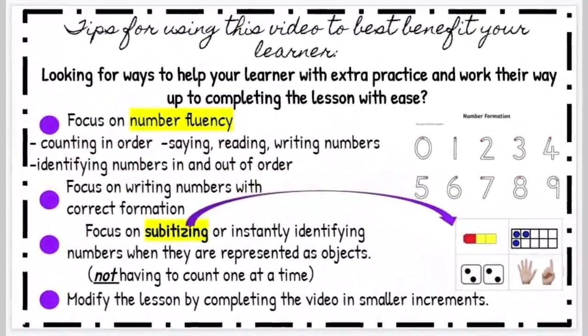Here are some tips that I've put together for parents if you are looking for ways to help your learner modify the lesson. So the purple dots represent the level of difficulty, and these suggestions are for learners who may not be quite ready to complete the whole lesson, and they're needing some practice on prerequisite skills before they are ready to complete the lesson with ease.